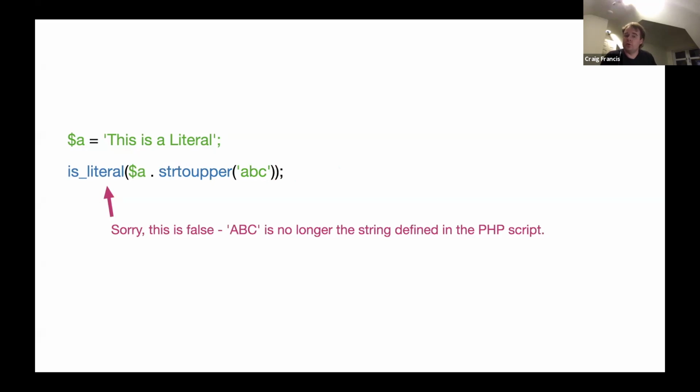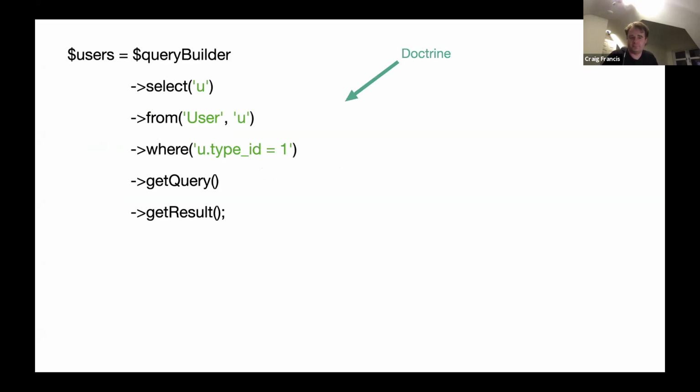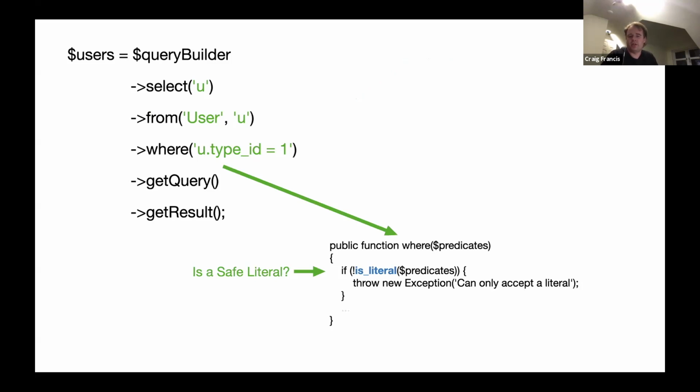And even if you were to take a string which was defined in a PHP script, a literal, if you were to apply a function to it, it should lose that ability, because those transformations could cause problems. So again, we're not having any of that. So back to that example of the query builder, this could be done in Doctrine. Doctrine could use this function itself to say, look, this is a literal, it is safe, fine, carry on. If it's not a literal, it's been tainted, it's been damaged, then we'll throw an exception.